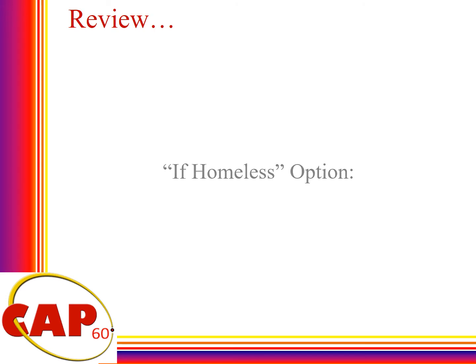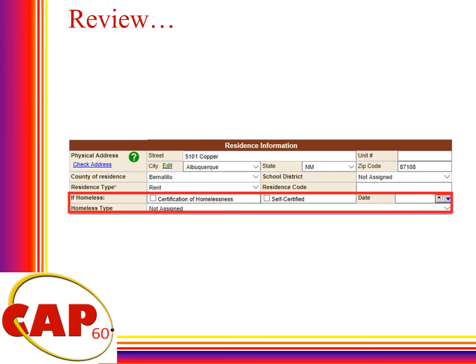Now let's look at the if homeless option, which is located in the residence information field. There are many forms of documentation that can be used to determine homelessness. Some examples include a letter from a caseworker, a letter from a shelter, a time-stamped eviction notice, or a personal statement. If your client provides any of this documentation, you can select the self-certified option. Some entities actually provide certification of homelessness forms. If your client provides one of these forms, you can select the certification of homelessness option. Homeless type will always be not assigned and is not required. Whatever option you choose, include the date provided by the client.